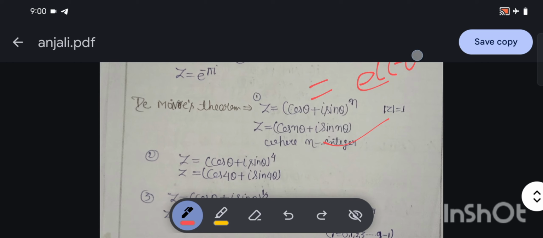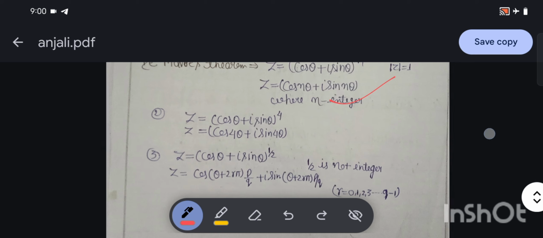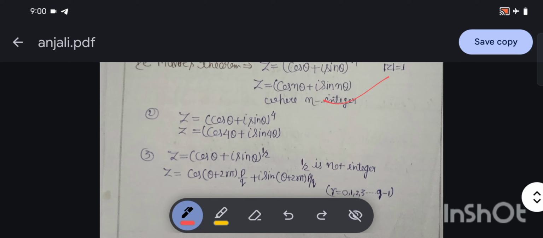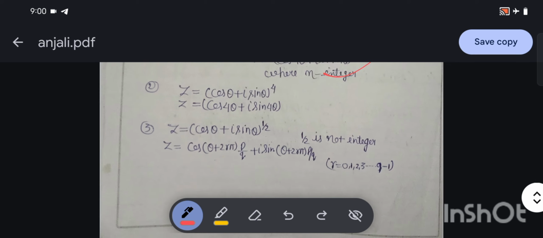So the first question is, find the value of z equal to cos theta plus iota sine theta whole to the power 4. So what is the value of n? 4. So z is equal to cos, we will multiply n into the angle. So cos 4 theta plus iota sine 4 theta. And the next example is z equal to cos theta plus iota sine theta whole to the power 1 upon 2.